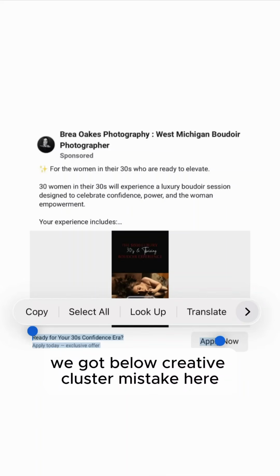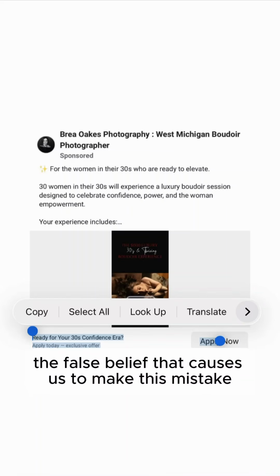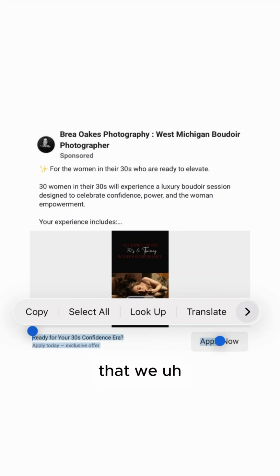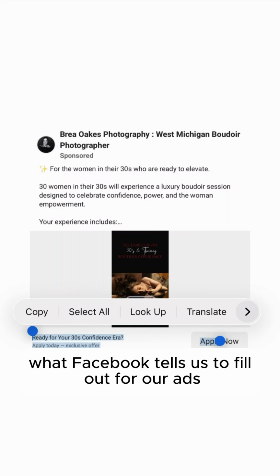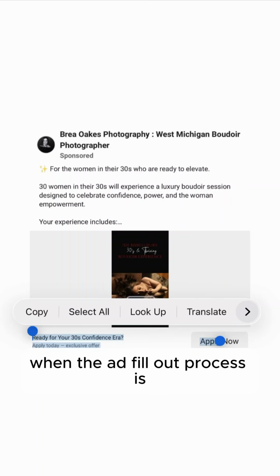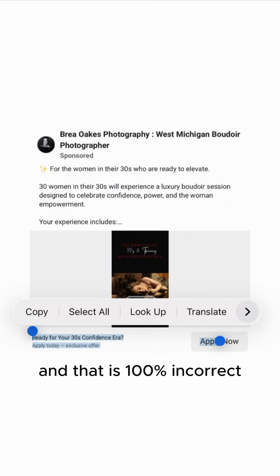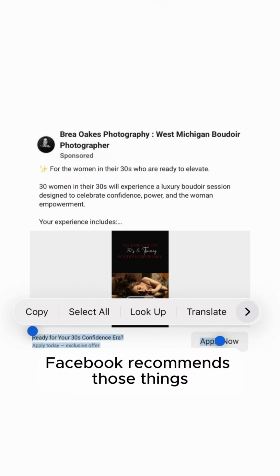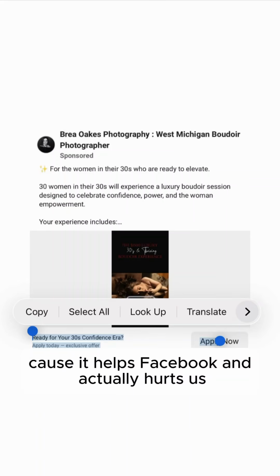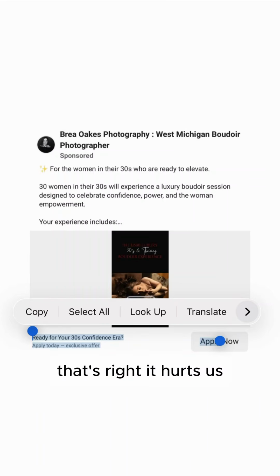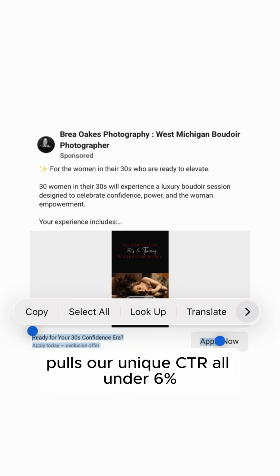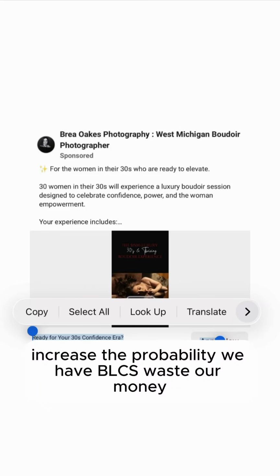We've got a creative cluster mistake here. The false belief that caused us to make this mistake is that we're trusting what Facebook tells us to fill out for our ads, when the ad fill out process is what we should fill out for our ads. And that is 100% incorrect. Facebook recommends those things because it helps Facebook and actually hurts us. That's right, it hurts us. It causes more women to scroll by our Boudoir Facebook ads, pulls our unique CTR under 6%, increases the probability we have BLCS, and wastes our money.